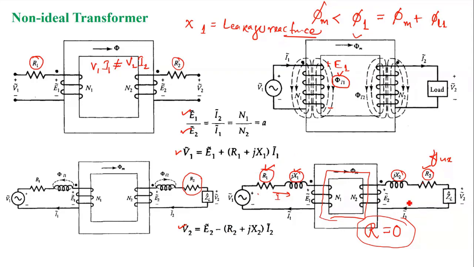Similarly, applying KVL on the secondary side, V2 will be nothing but E2 minus (R2 plus jX2) I2, right? Just apply KVL and you can find the equation. And these equations are based on the non-idealities in the windings. We have not considered the non-idealities in the core.